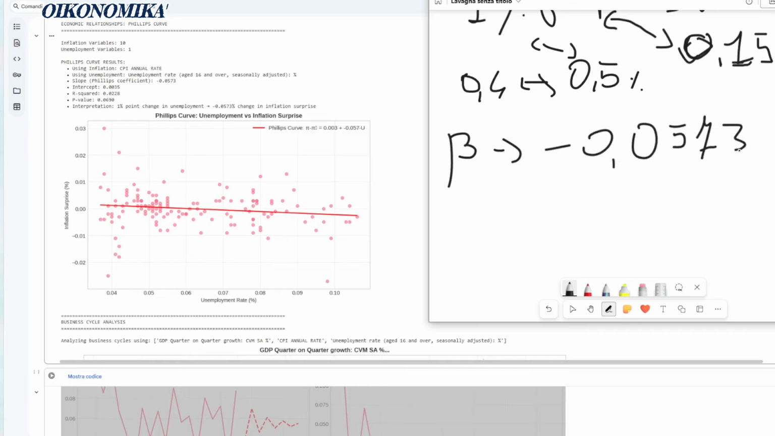So it's a parameter, it's a number, anybody can see, it's very, very small. It's very close to zero. And you can see here the slope of the curve is slightly negative, but it's almost close to zero. So what that means, in general terms, is that unemployment is not a proper or a good factor in the economy to explain inflation surprises.